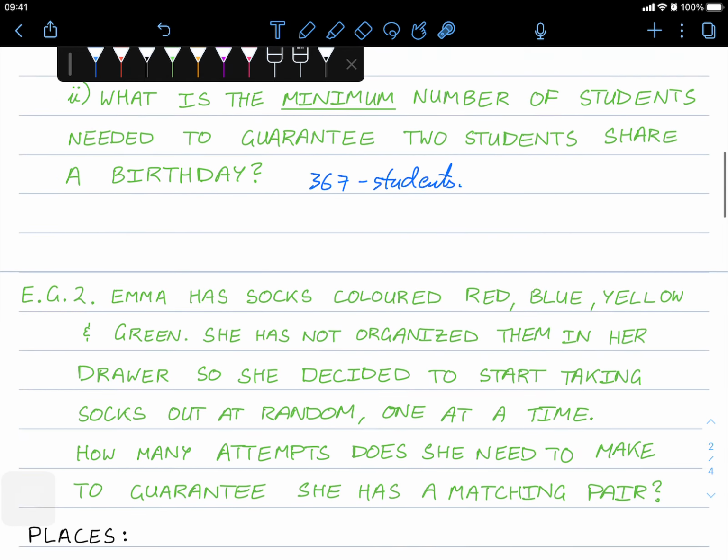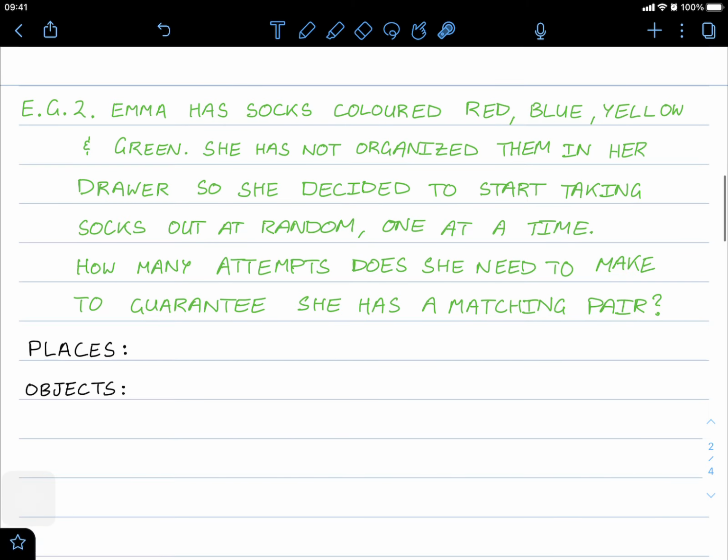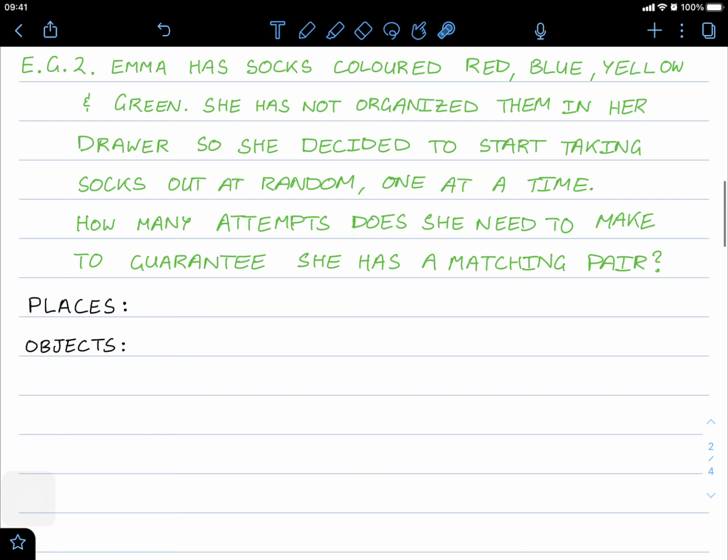Okay, so let's pause the video and give this one a go. Let's see if you can figure this out by applying the Pigeonhole Principle. Emma has socks colored red, blue, yellow, and green. She has not organized them in her drawer, so she decided to start randomly taking out socks one at a time. How many attempts does she need to make to guarantee she has a matching pair? A big emphasis on this idea of a guarantee.